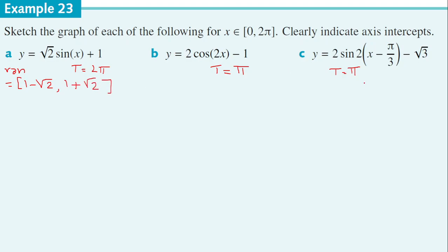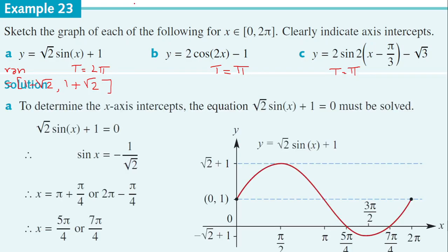Okay, and similarly you get the same for the others. Okay, so to determine the x-axis, you look at part A. You make the y 0. So that was your y for your function, but this time you make it 0, and that becomes your equation. And you solve for x.